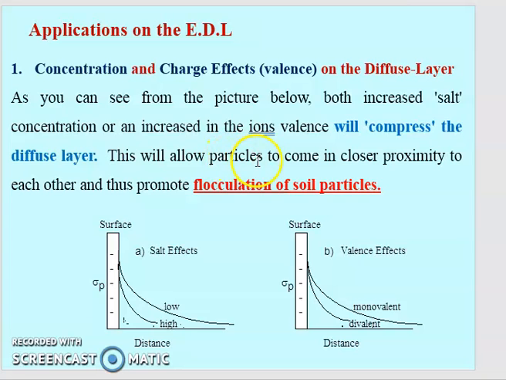This will allow particles to come closer approximately to each other and thus promote flocculation of the soil particles. So if you have high salt, the electric double layer is compacted, and consequently if you have two particles, the particles approach each other and coagulate.